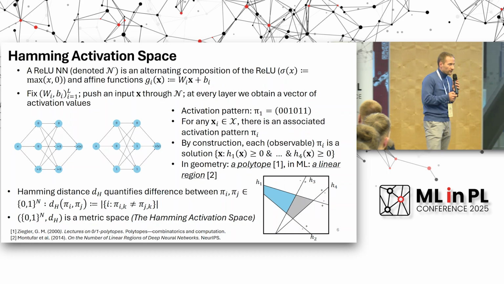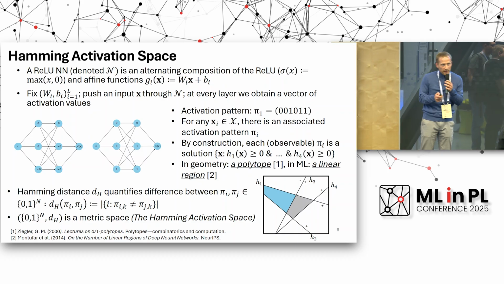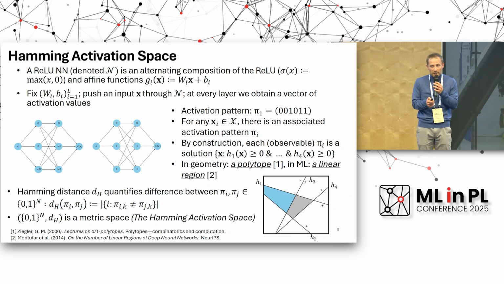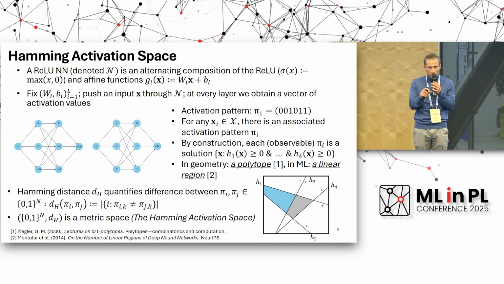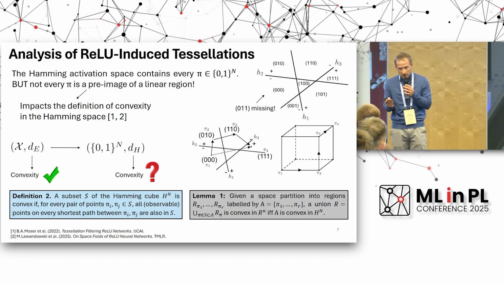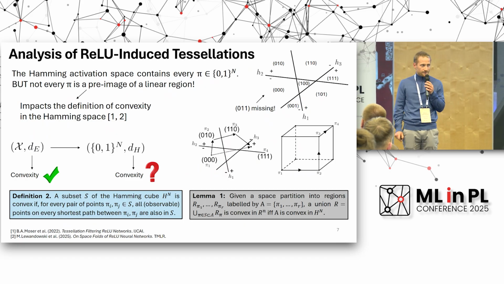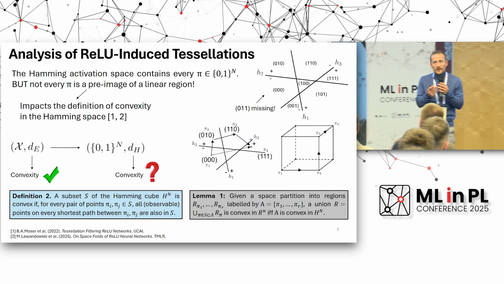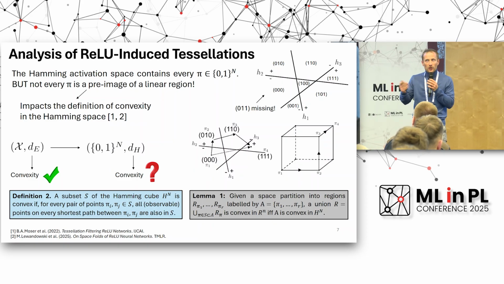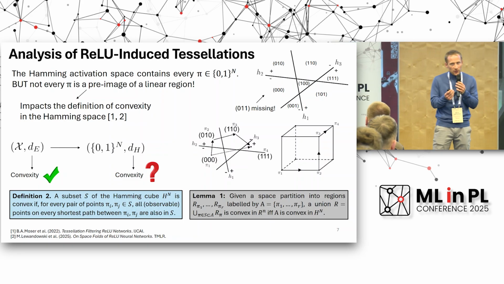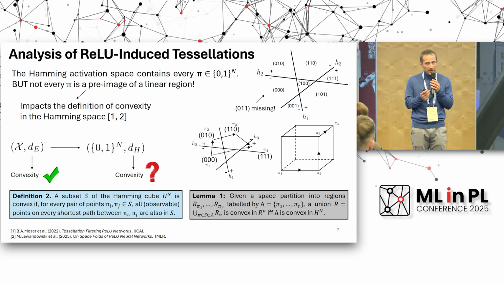We know how to define convexity in the continuous input space. For instance, we may say that a subset of that space is convex if the shortest path between any two points is fully contained in that set. If we were to naively do the same thing in our Hamming activation space, we would run into problems. It turns out that if we are mindful, we can still extend the definition in a not so complicated way. We have to be mindful about the ambiguity of the shortest path if we deal with the Hamming distance.